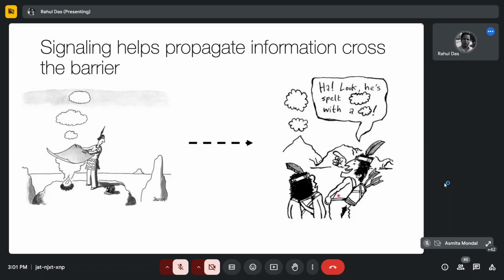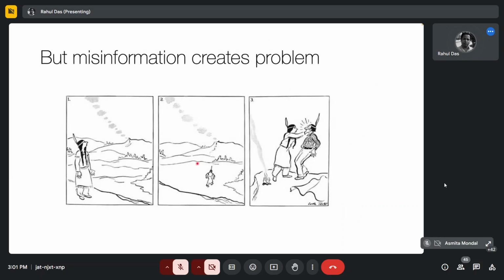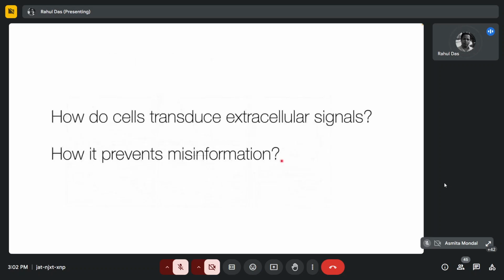Now, as long as things go smoothly, nothing happens. Life goes on, but sometimes things go wrong. People misread signals and then do something they're not supposed to do. This is where the problem is for the cell as well. When cell signaling goes haywire, we end up getting diseases that include autoimmune disorders or cancer or many other things. So let's start with how cell signaling works. These are the two main questions for the cell: how does the cell transduce extracellular signals, and second, how does it prevent misinformation?